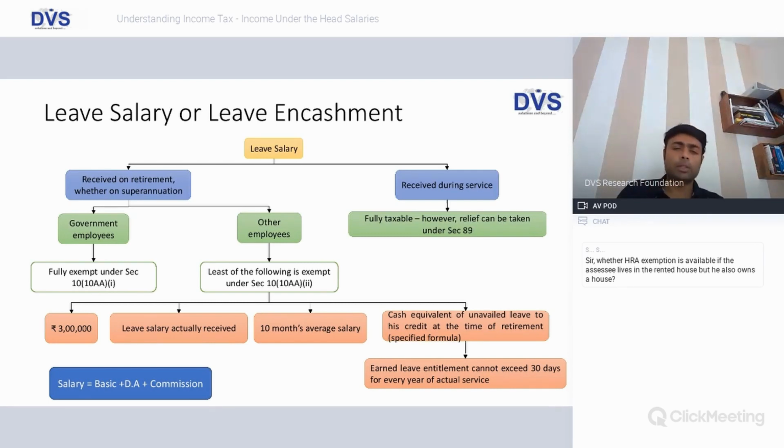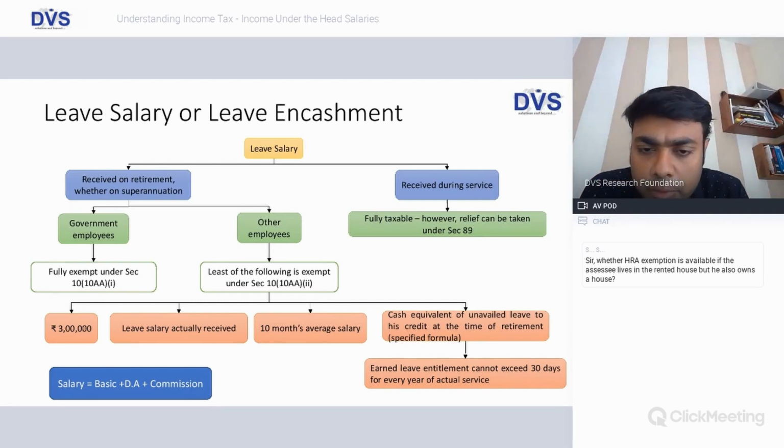So, how does it work? Let's assume someone's worked for 20 years and he has received 5 lakhs as leave salary, in which case 3 lakhs is one amount, leave salary actual received is 5 lakhs. Let's say his last drawn salary is 40,000, last 10 months salary is 4 lakhs. Cash equivalent to unavailed leave. So whatever is the total leave he has taken will be parked. Let's say over the 30 years he has worked, he has taken a leave of 300 days.